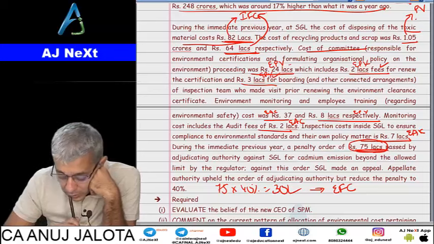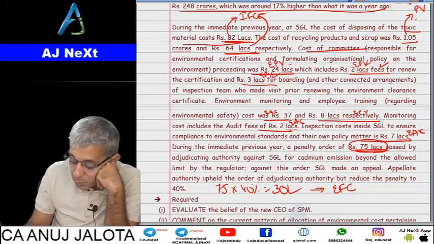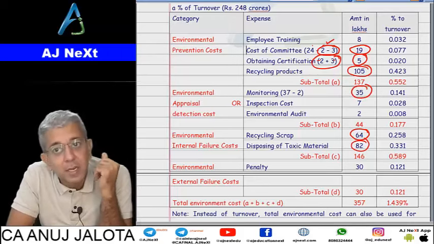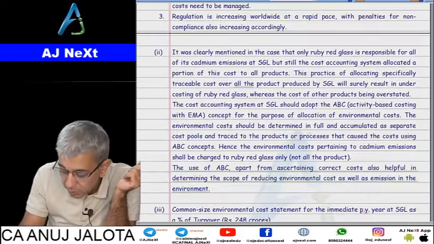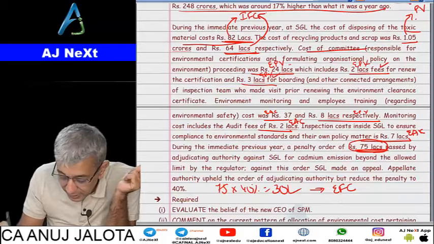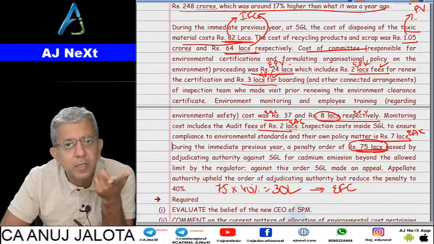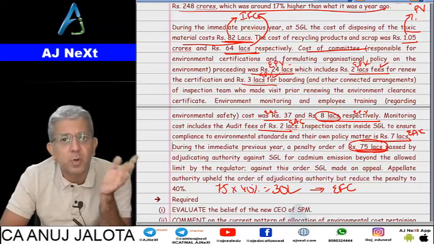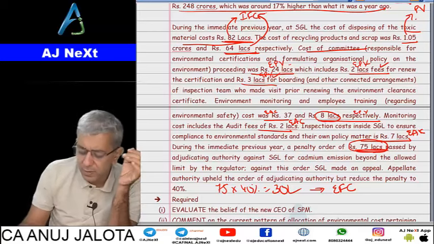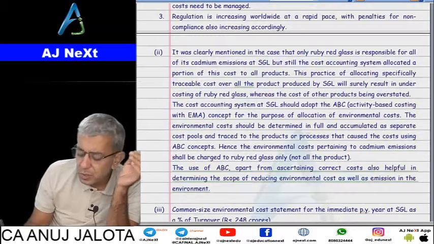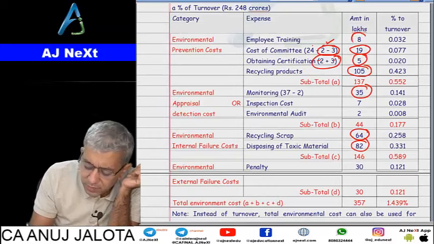Environmental monitoring cost was 37 lakhs. That monitoring cost will come as part of the environmental appraisal cost. I told you all that. Further, the training cost of 8 lakhs: if you train your employees properly, then automatically they will produce a product which is not harmful for the environment. So this is done before the production, so this will come as part of the prevention cost.